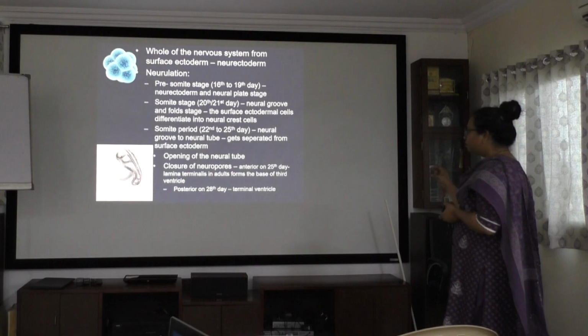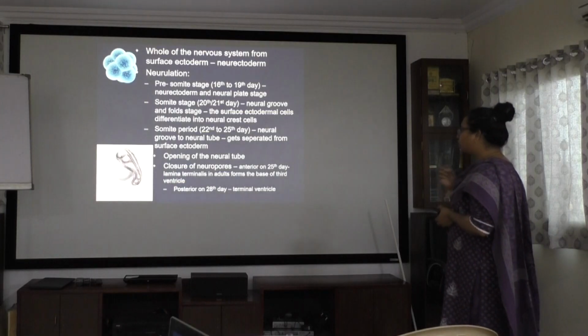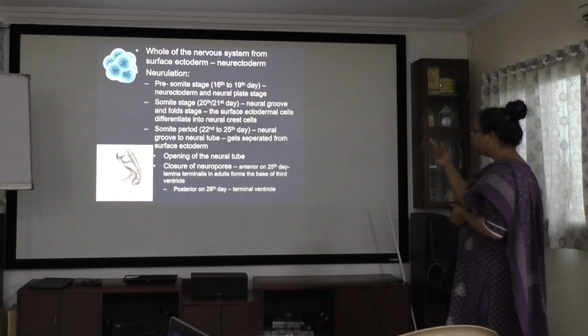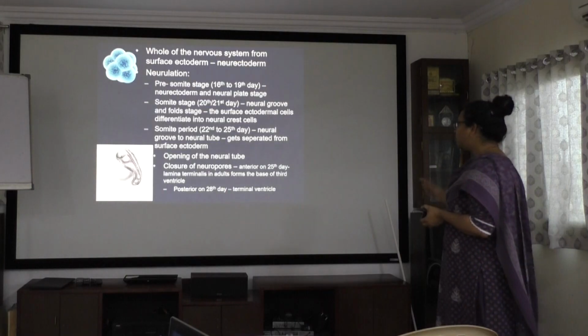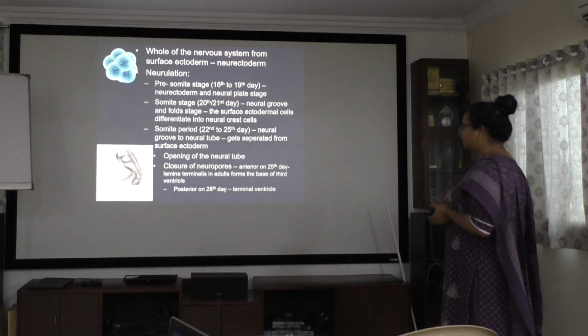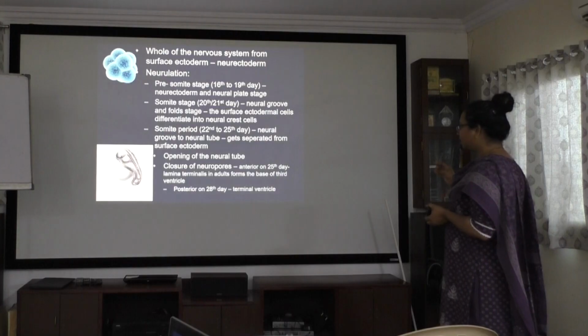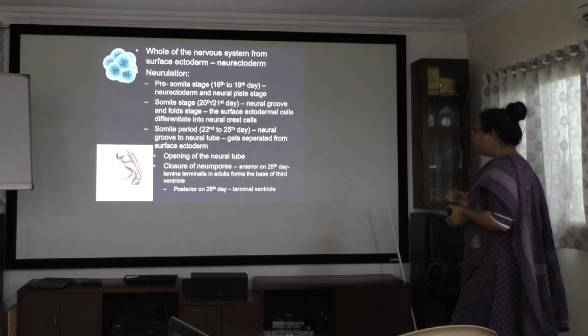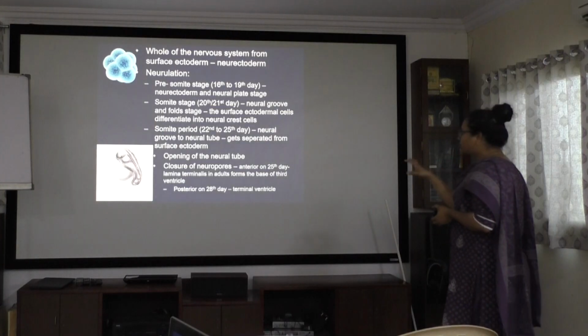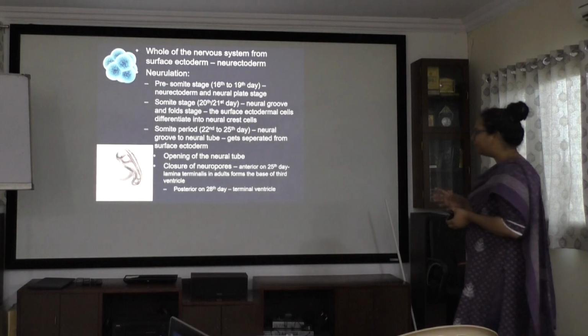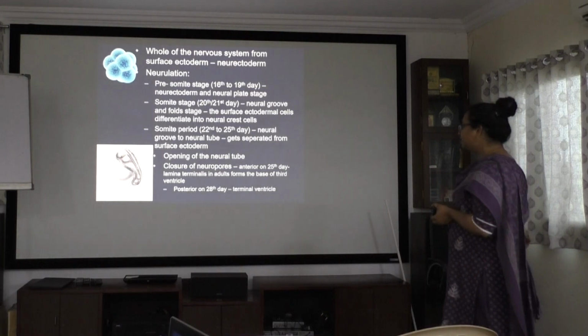Closure of the neuropores takes place anteriorly on the 25th day and posteriorly on the 28th day. The absence, delay, or any abnormality in the closure of these neuropores may lead to neural tube defects.